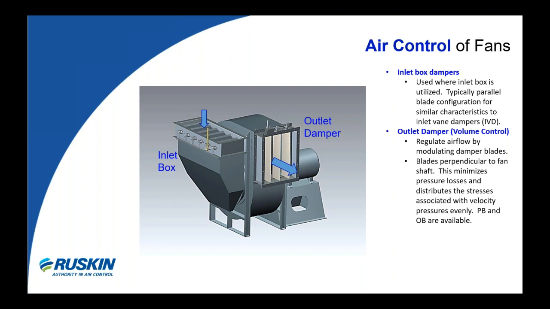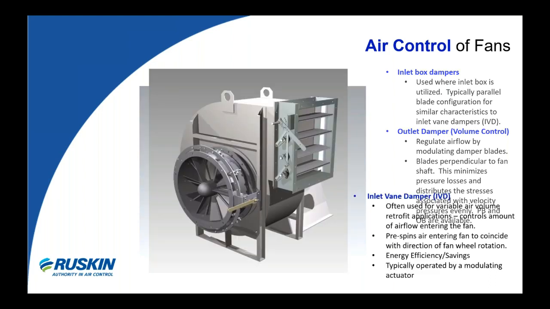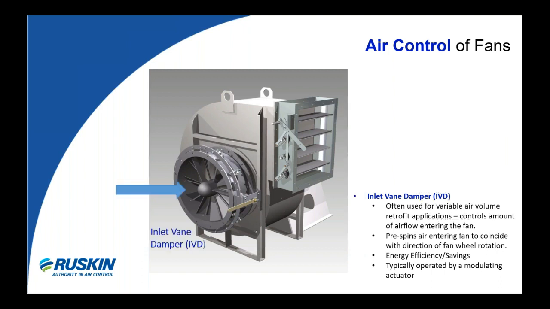When inlet boxes are not designed into the fan assembly, vane dampers are often utilized at the fan to control the airflow entering the fan. These inlet vane dampers, such as the Ruskin model IVD, pre-spin the air to coincide with the direction of the fan wheel rotation, thereby lowering horsepower requirements and saving energy. IVD units are typically operated by use of a modulating actuator, which can be factory supplied and mounted by Ruskin.